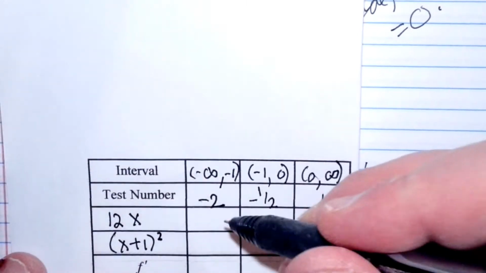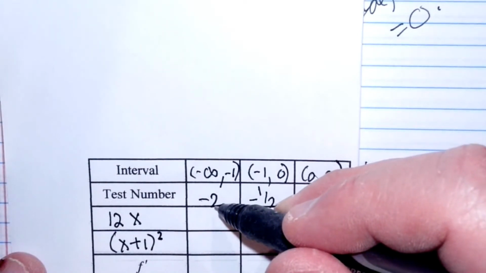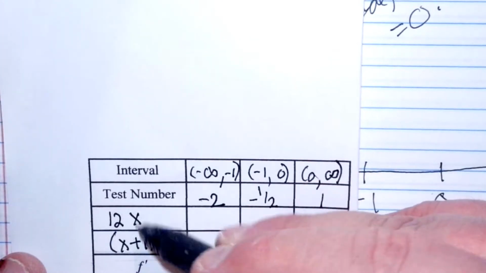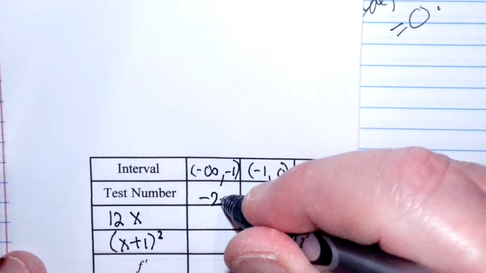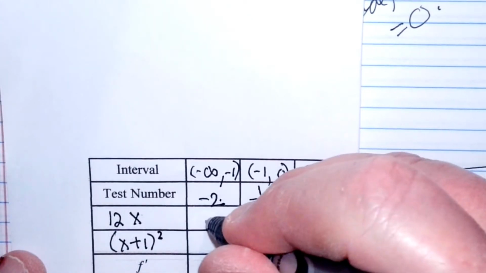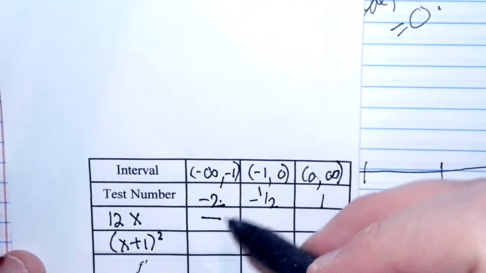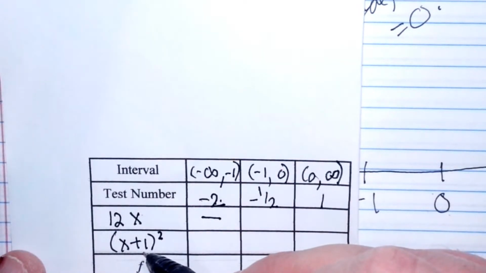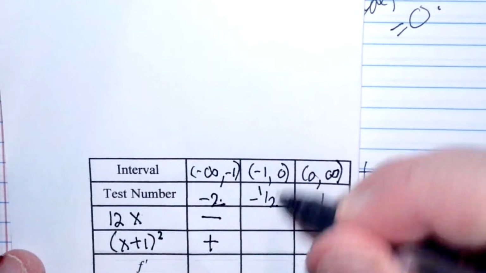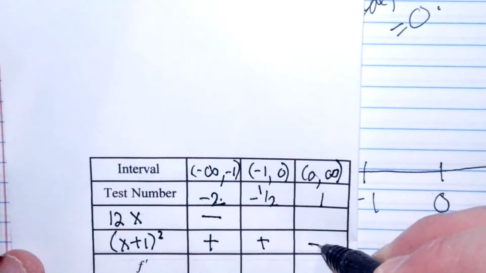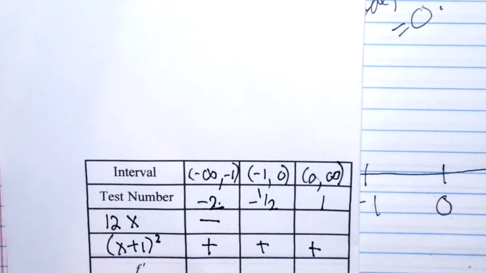So what I'm going to do is substitute negative 2 in for these values and check the sign of the result I get. If I substitute a negative 2 for x, I get negative 24. The actual number isn't important, it's just whether it's positive or negative. Now if I substitute in the negative 2 for x plus 1, it's going to be positive because we're squaring. And in fact, that's going to be true for all the test numbers. The square of x plus 1 is always going to be positive.